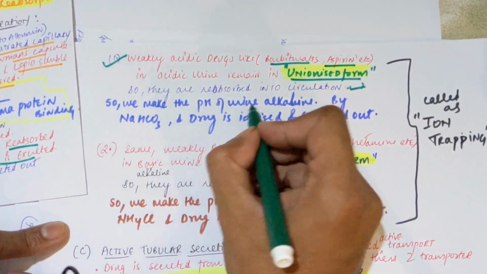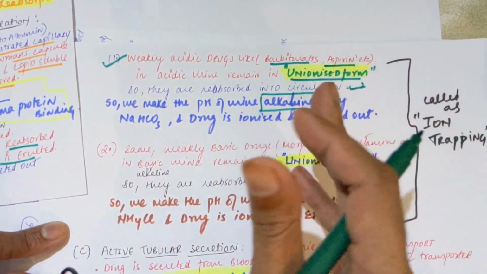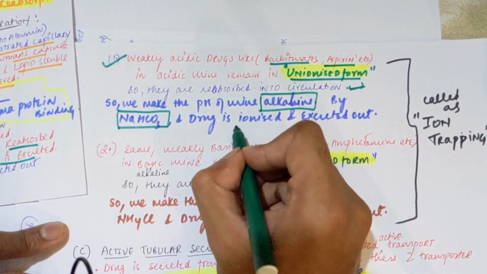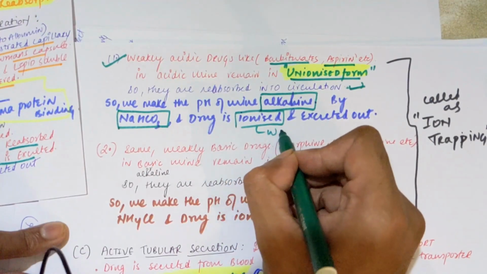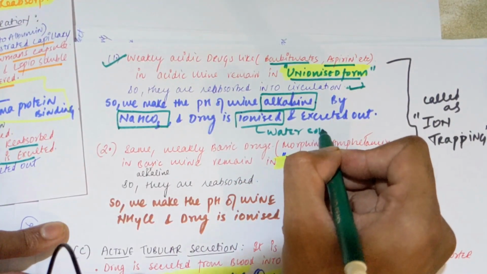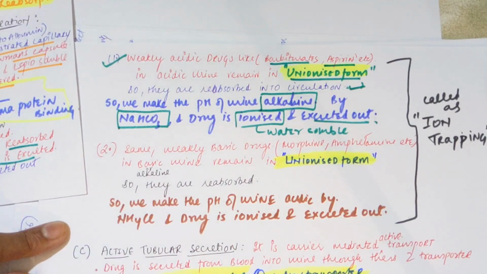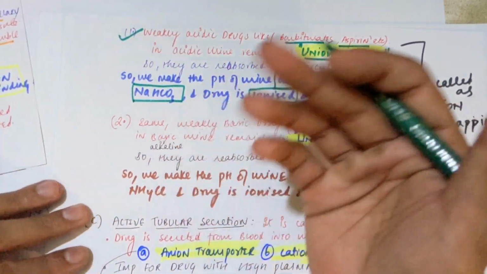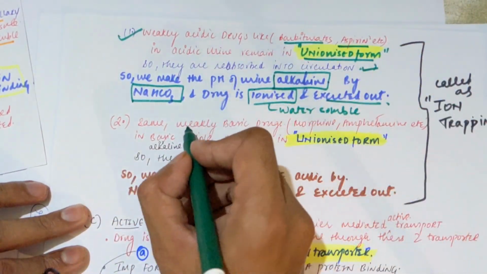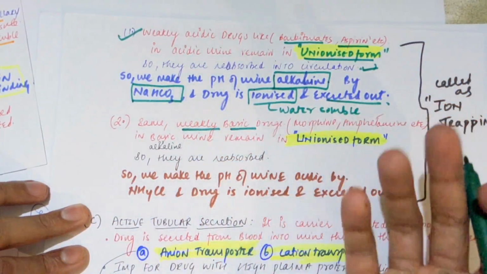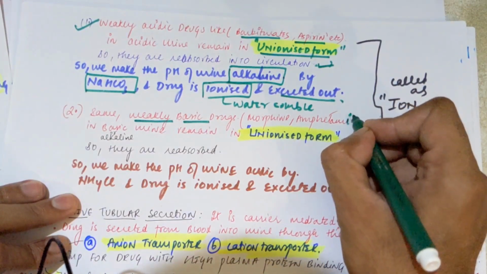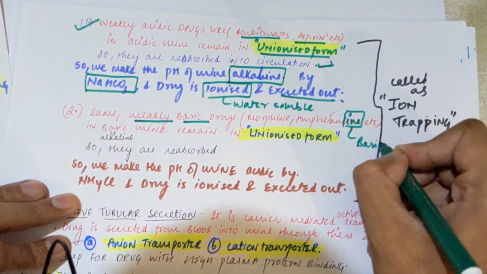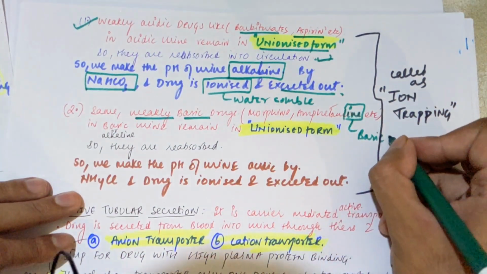Now we make the pH of the urine alkaline by adding sodium bicarbonate. Clear? And the drug is now ionized, that is it becomes water soluble, and it is excreted out. Clear? So this happens with a weakly acidic drug, we make the urine alkaline, and the same with the weakly basic drugs like morphine and amphetamine. Just remember, the drugs ending with -ine are basic drugs.